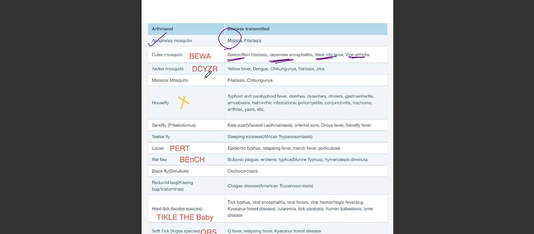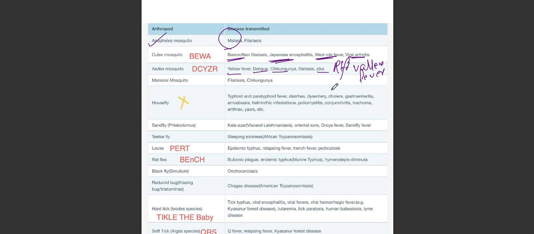Then Aedes mosquito. Aedes mosquito mnemonic is "DCYZR". D for dengue fever, C is for chikungunya, Y is for yellow fever, Z is for Zika virus fever, and R is for Rift Valley fever. Then Mansonia mosquito. You all know that Mansonia mosquitoes are present on aquatic plants, which cause filariasis and chikungunya. Not that much important.